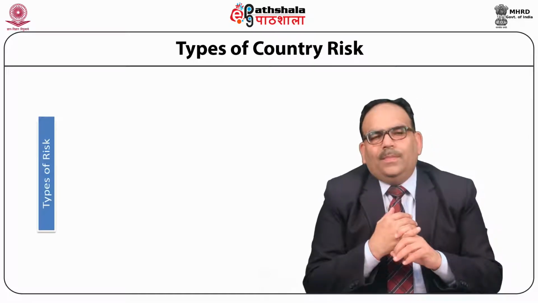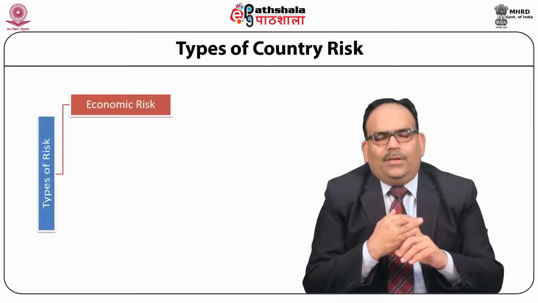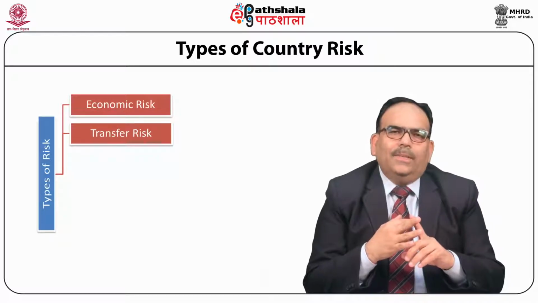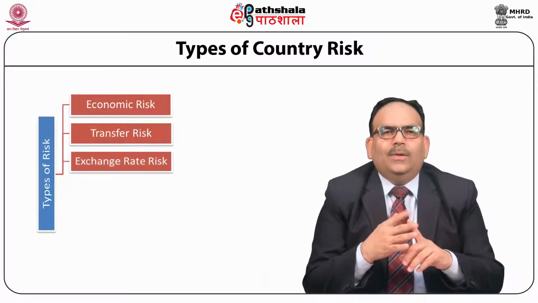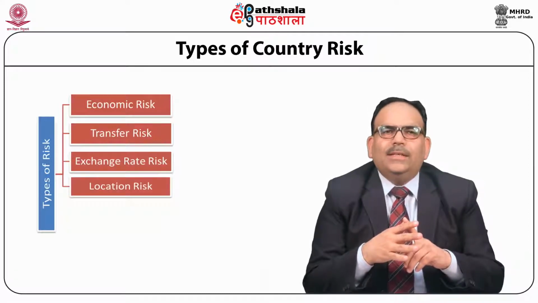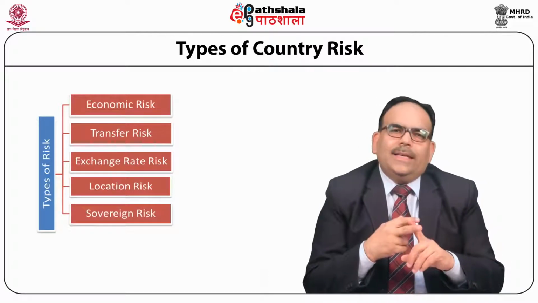The first one is economic risk. Second, transfer risk. Third, exchange rate risk. Fourth, location or neighborhood risk. Fifth, sovereign risk, and sixth, political risk.